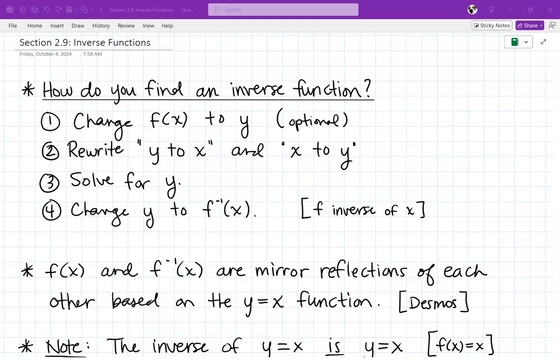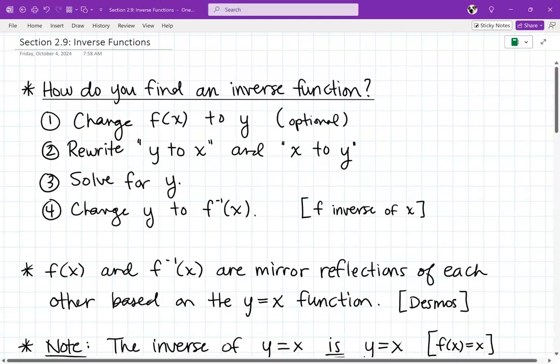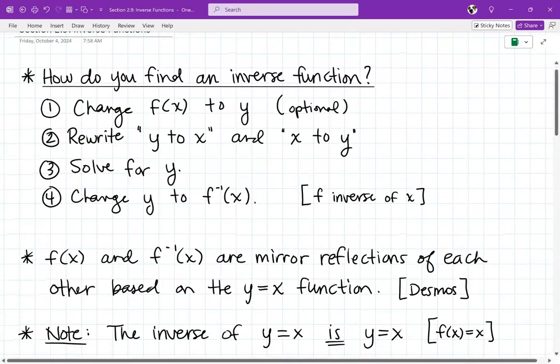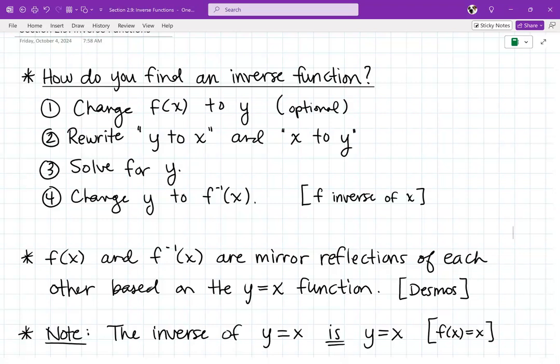Okay? And then a really quick FYI for you guys at the very bottom. It says, note the inverse of y equals x is y equals x. So if they ever tell you, like, find the inverse to y equals x, you're just going to write y equals x. If they say find the inverse to f of x equals x, you write f of x equals x. Okay? So that's an inverse to itself. But everything else will have a different look.